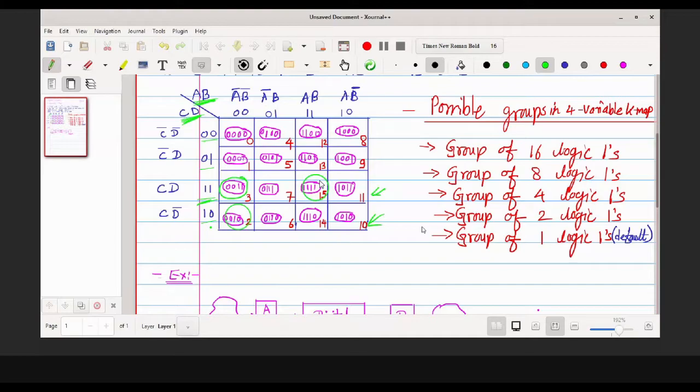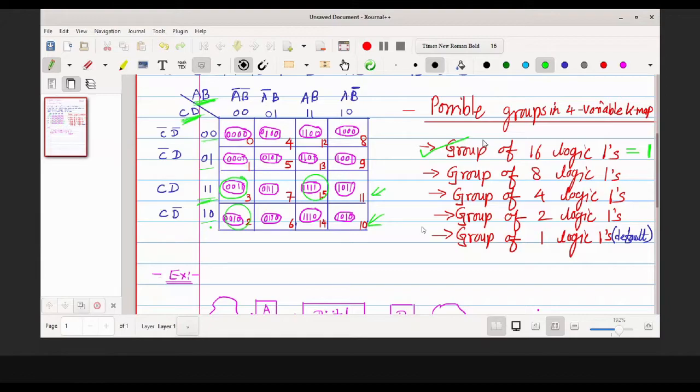So what are the possible groups that we can find in a 4 variable K map? That is nothing but the group of 16 logic ones. If this is the case, the final output Y is always 1, because a group of 16 logic ones means each and every entry is logic 1, and since we are working for SOP, whatever is the input, your output is always going to be 1. Therefore the group of 16 logic ones will lead to 1 in any 4 variable case.